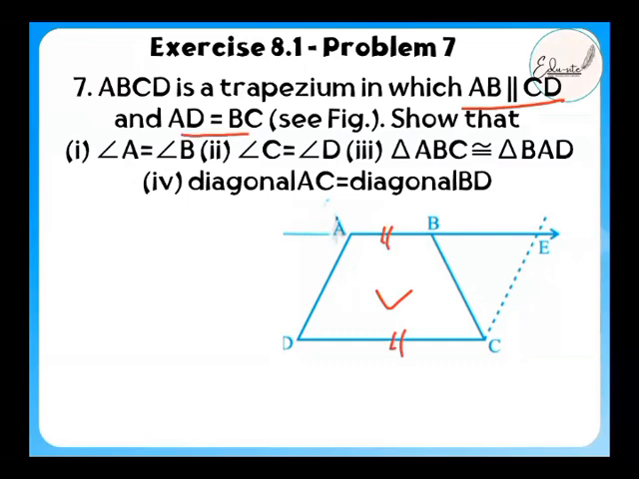And AD is equal to BC. They have already told you that AD is equal to BC. These two sides are equal. Okay, but these other sides are not equal, right? AB and DC are not equal. They are just parallel. Show that angle A is equal to angle B. How will you show angle A equals angle B, beta?